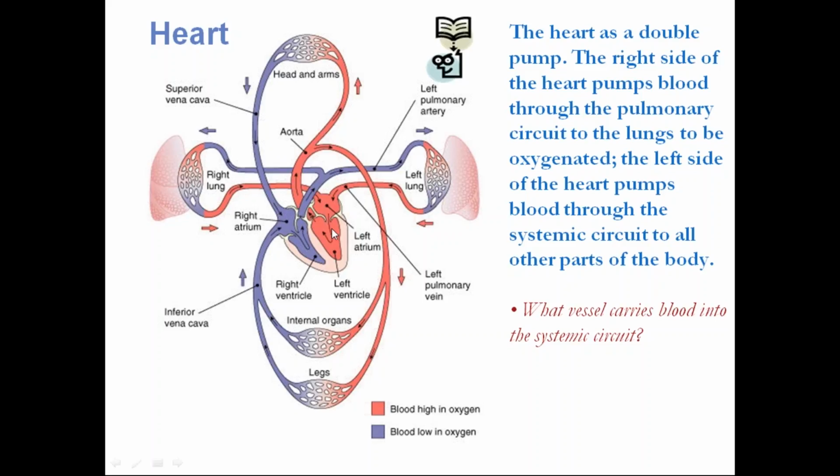Then we have the systemic circulation, and the systemic circulation is going to start in the left ventricle. The pulmonary starts in the right ventricle, and the systemic starts in the left ventricle. So let's continue with the systemic circulation that starts with the left ventricle. It goes to the aorta all the way.